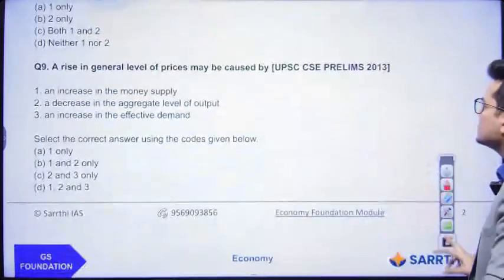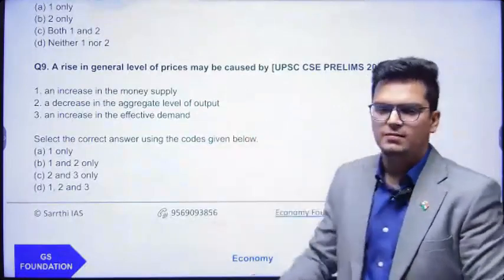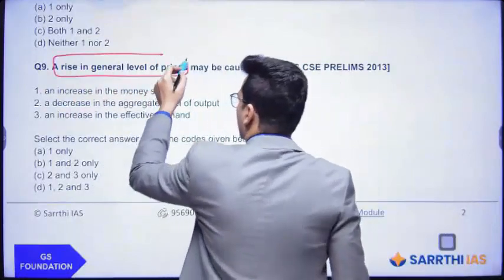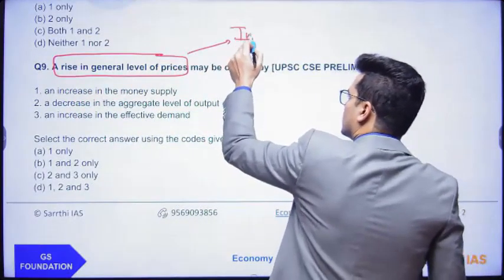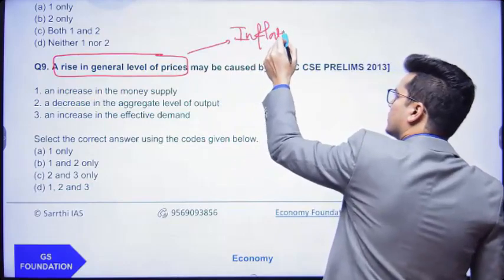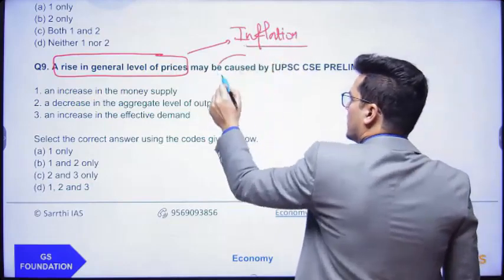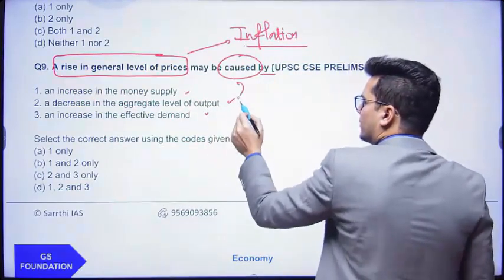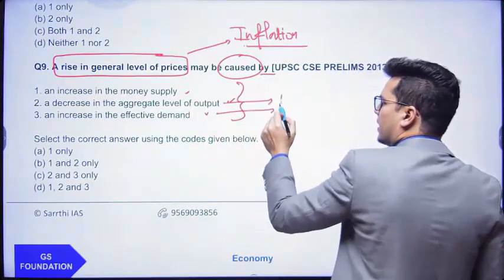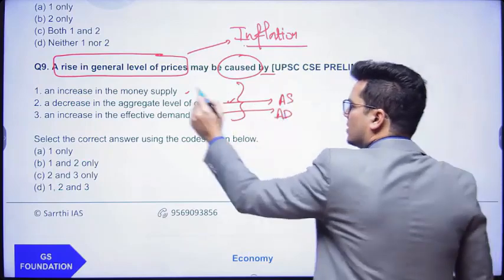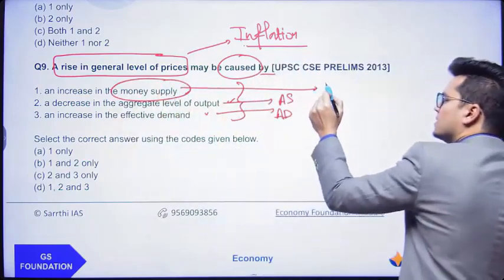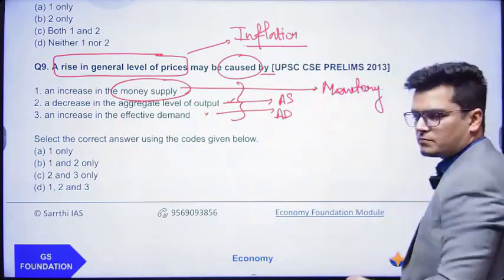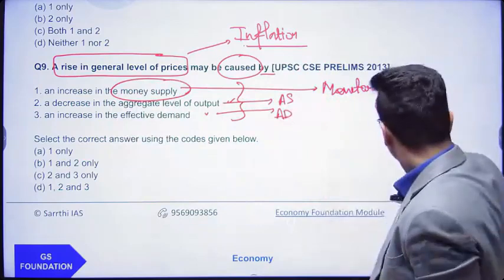ये question में हमने किया था, slightly modified form में किया था because हमने money supply नहीं पढ़ा था. A rise in general level of prices. What is this? This is nothing but inflation itself. May be caused by increase in money supply, increase in aggregate output, increase in effective demand. This we have seen. Aggregate supply and aggregate demand we have already seen. Money supply we had not seen. This obviously comes in the topic of monetary policy. Right?